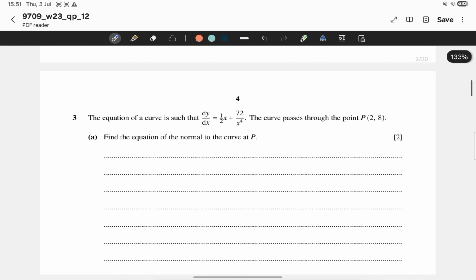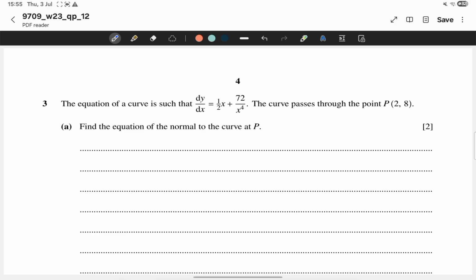Number 3 says the equation of a curve is such that the derivative dy/dx is half x plus 72 over x to the power 4. The curve passes through the point P, which is (2, 8). Find the equation of the normal to the curve at P.